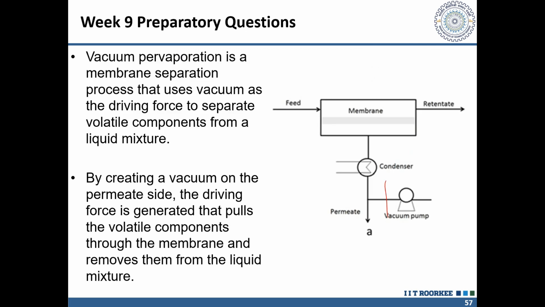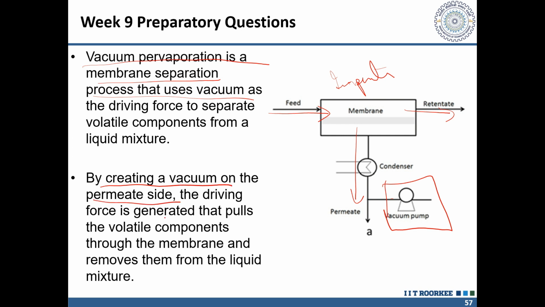So a vacuum pump can be applied on the permeate side, and the feed will be given, and we will get the retentate here. This vacuum pump will take the permeate, to separate the impurities. So vacuum pervaporation is a membrane separation process that uses a vacuum as a driving force. By creating a vacuum on the permeate side, the driving force is generated that pulls the volatile components.